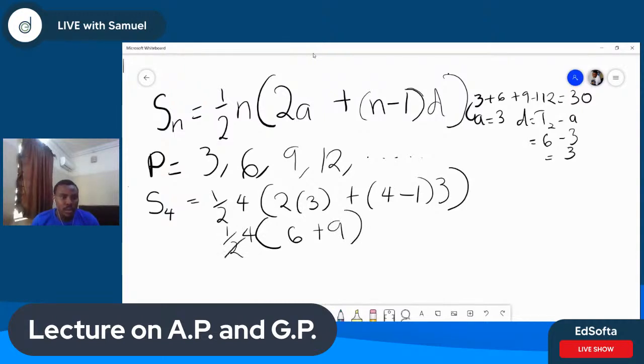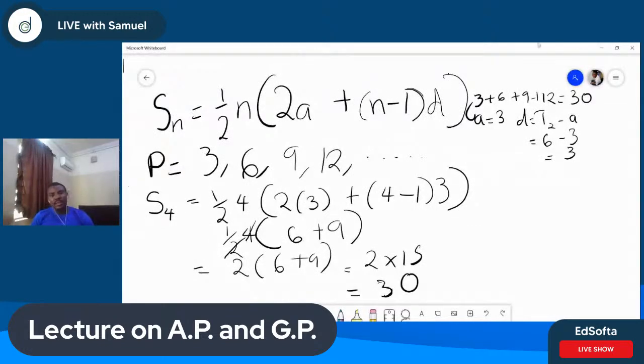So this will cancel this. We have 2 times 6 plus 9. Everything will be 2 times 15, which is going to give us 30. So we can see that this equation works. So we can use this equation to solve various problems. They can give us a sequence just like P, and tell us to find the sum of the first 30 elements.